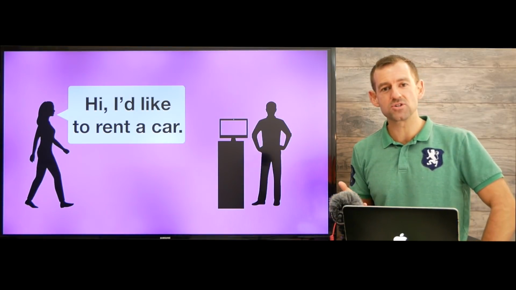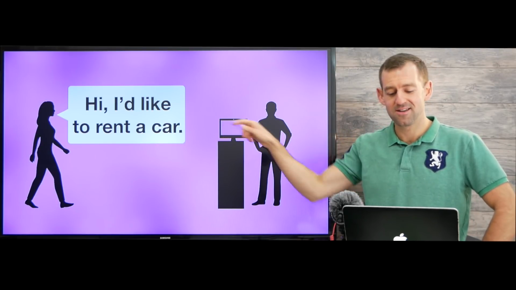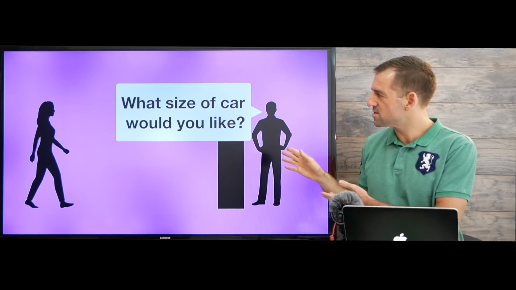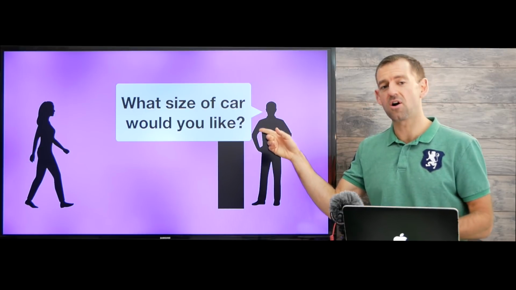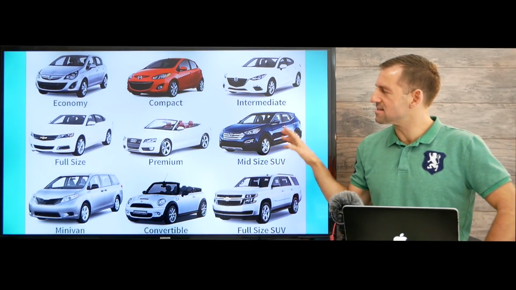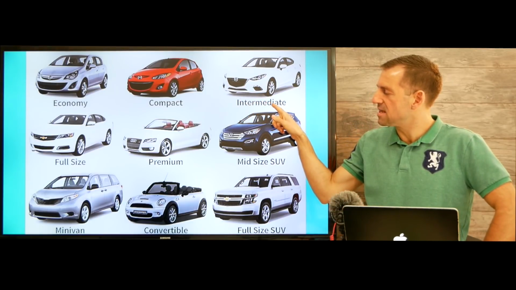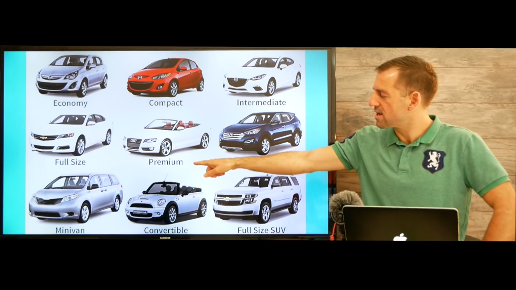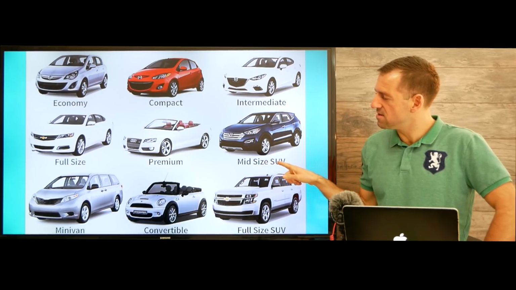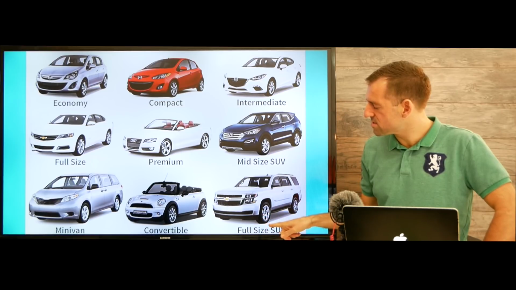Okay, so the conversation to rent a car is very simple. Okay, you walk up to the counter and you say, hi, I'd like to rent a car, right? And this person will say, what size of car would you like? Okay, so here are the different sizes of vehicles. We have economy, compact, intermediate, full size, premium, mid-size SUV, and we have a minivan, convertible, and a full-size SUV.